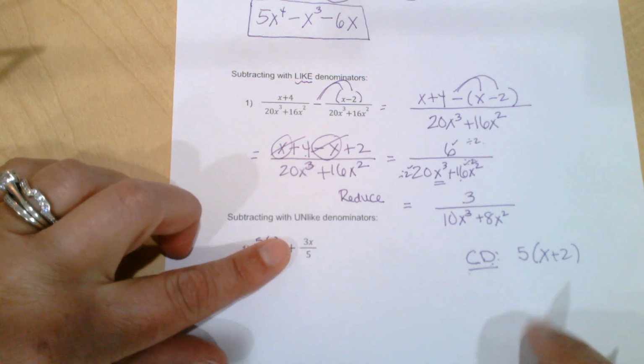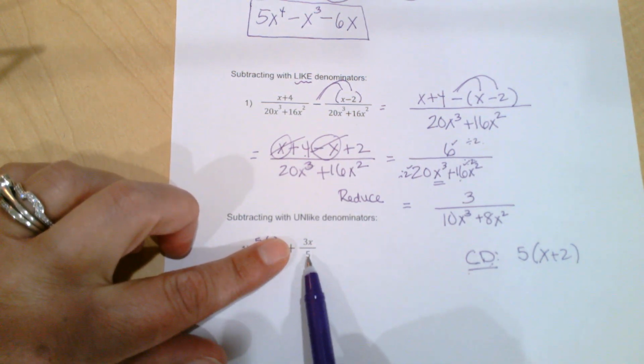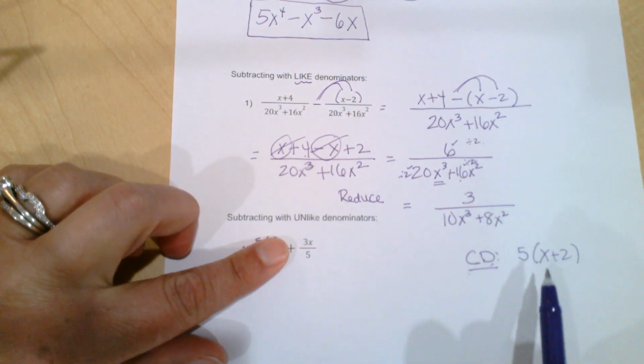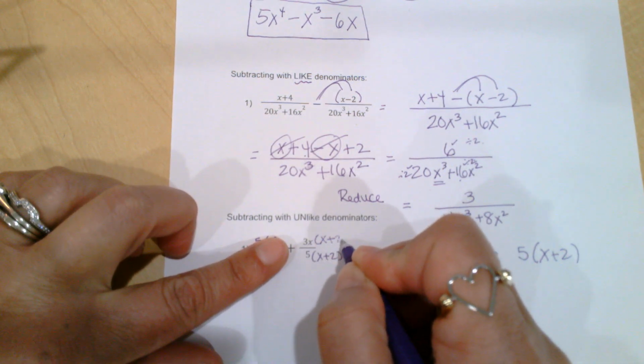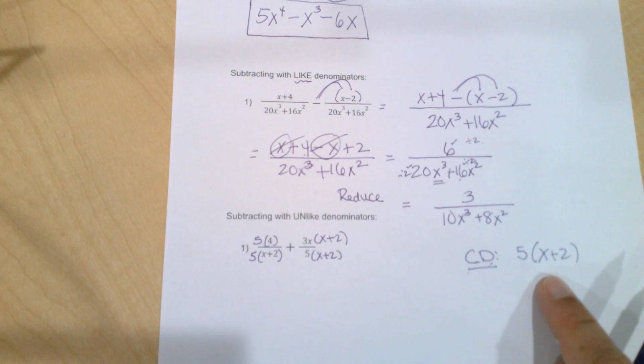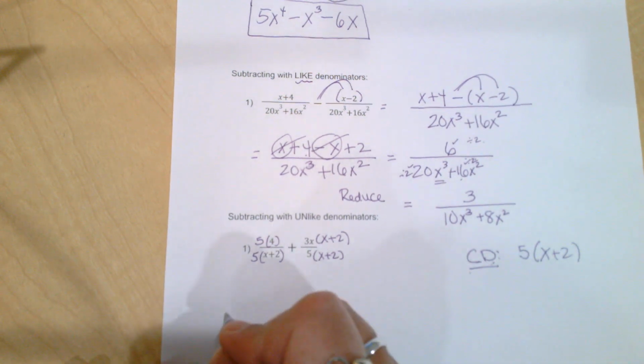All right, over here, I have 3x over 5. I need that common denominator. So what do I have to multiply? Right, x plus 2, x plus 2. So now I have that common denominator. Now I can combine the numerators.